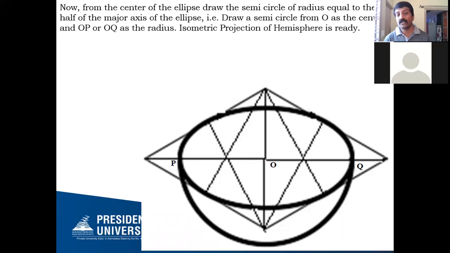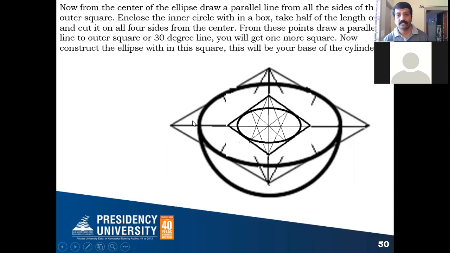Above this, what we need to do? Above this, we need to construct the cylinder exactly at this center. So for this, what exactly is the construction work we have to do? In your center, we know here, this is the center. So next, let me explain in the next slide. After getting this center, you draw a line parallel to the outer box like this, or a 30-degree line, whichever way you can understand. So from this center point, you draw a 30-degree line on the four sides.